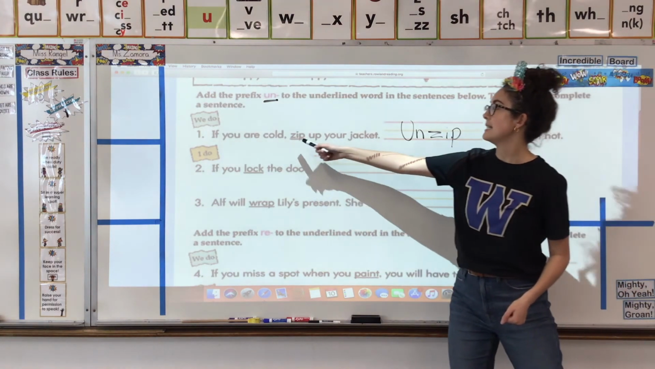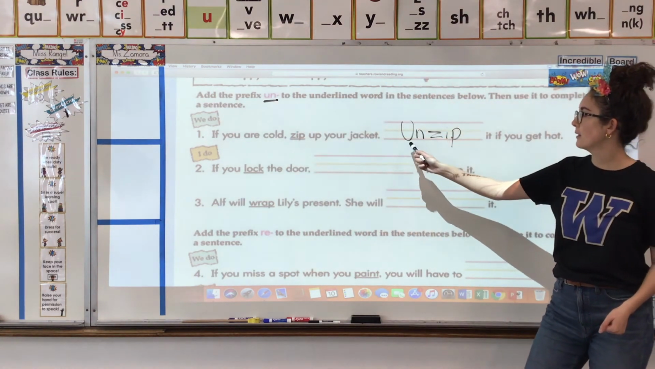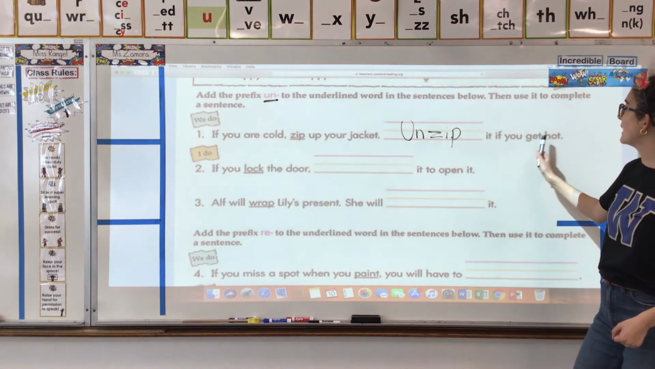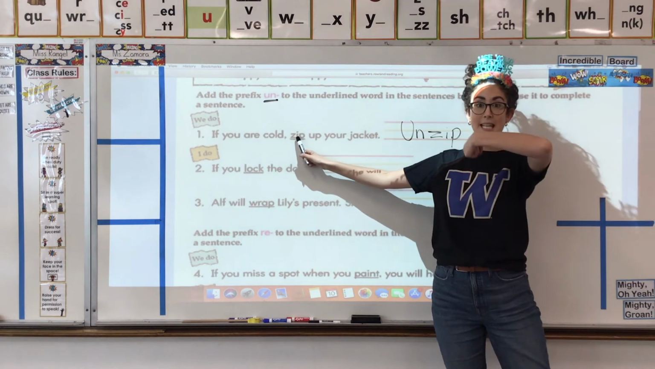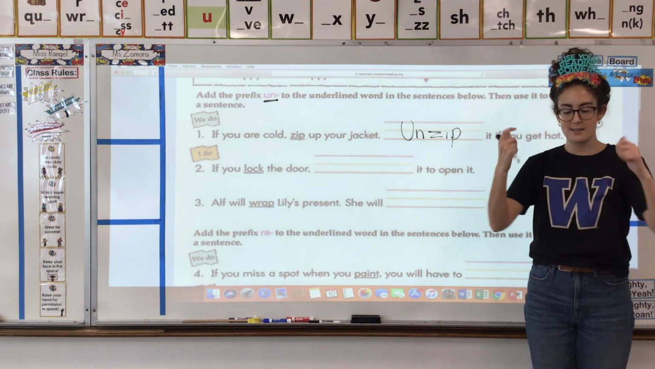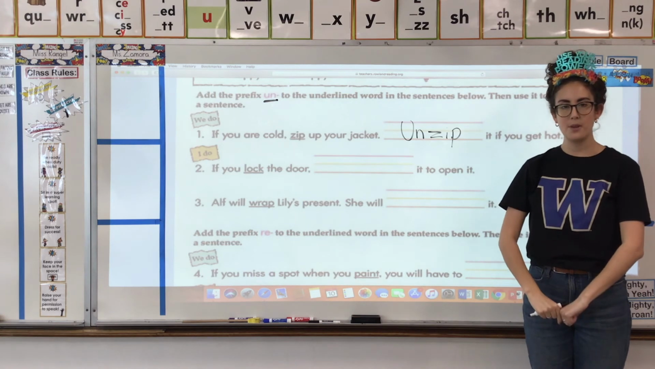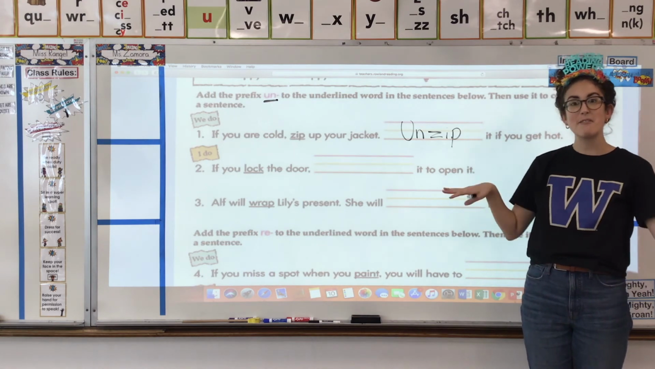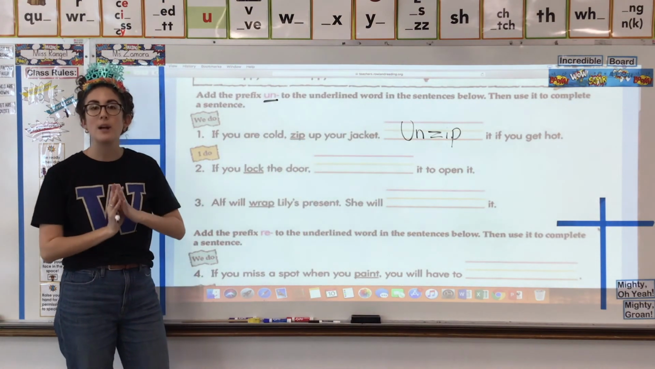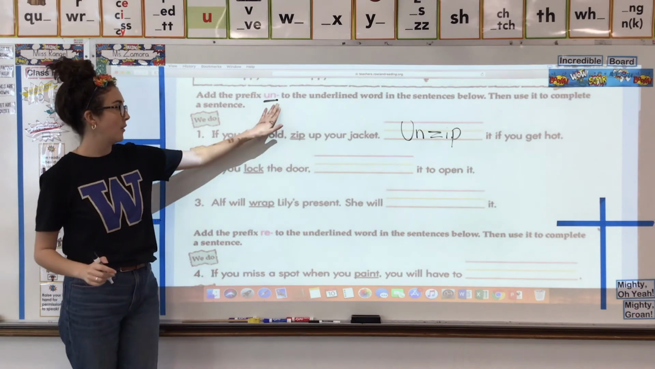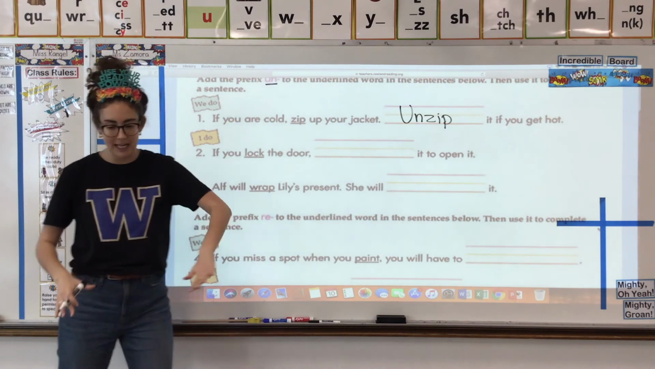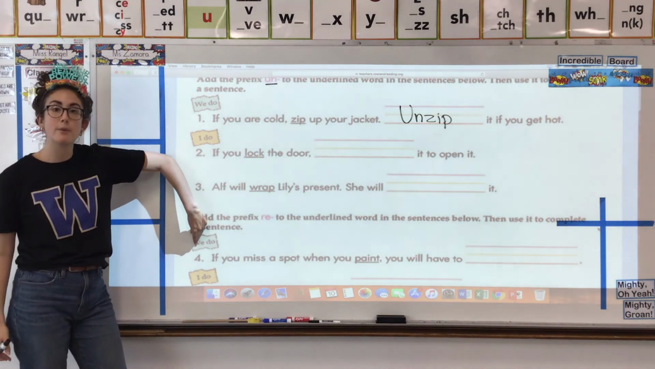So second grade, zip becomes what word? Unzip it if you get hot. So to zip and then to unzip. Those are opposite actions. Zip, unzip. They do completely different things. They reverse each other. So this is one example with our prefix un. The one for no or opposite.